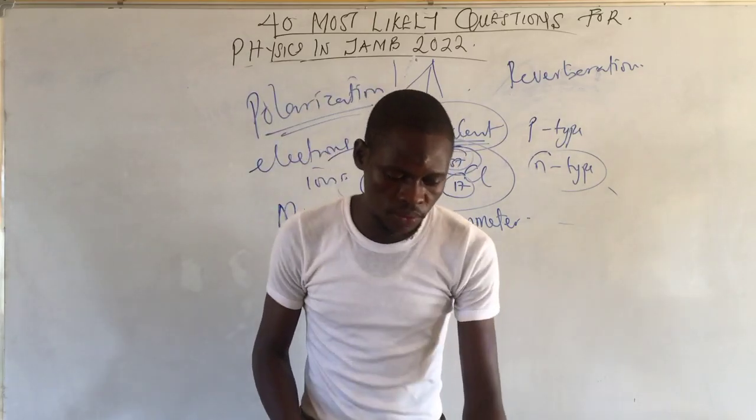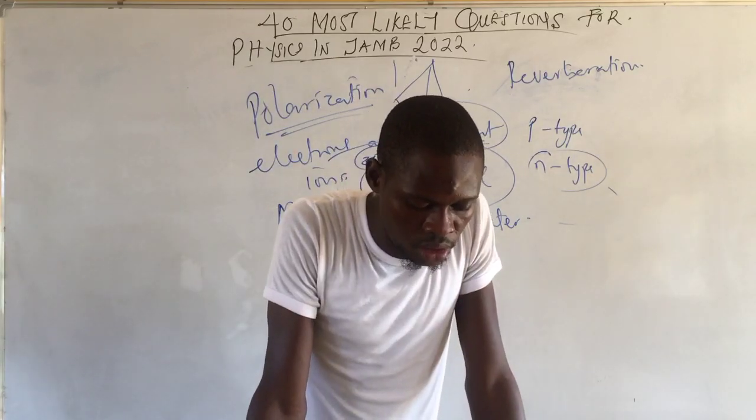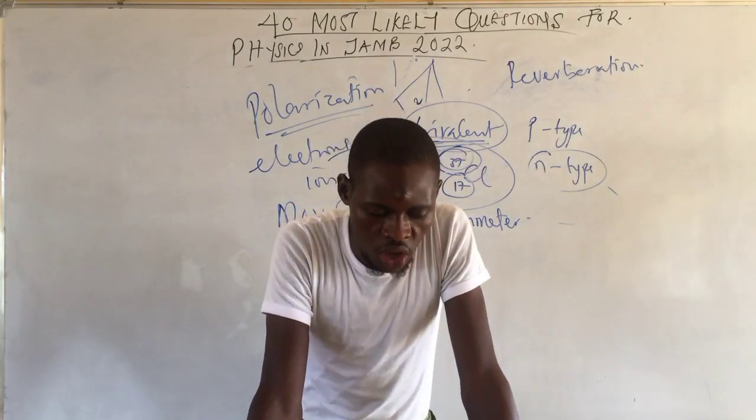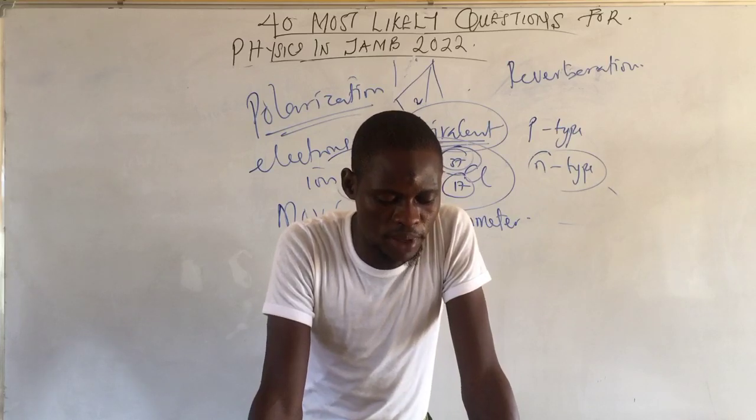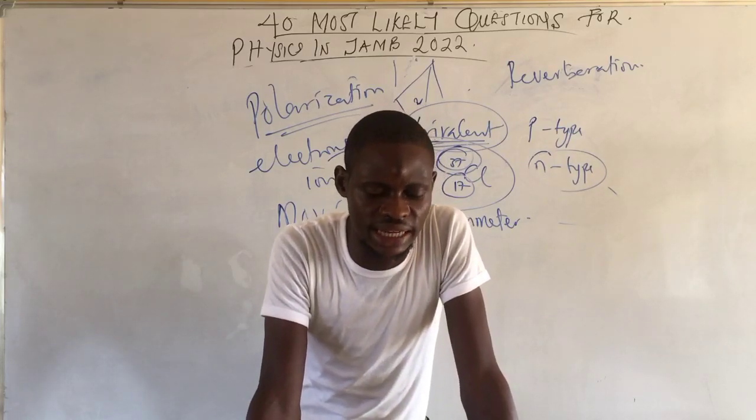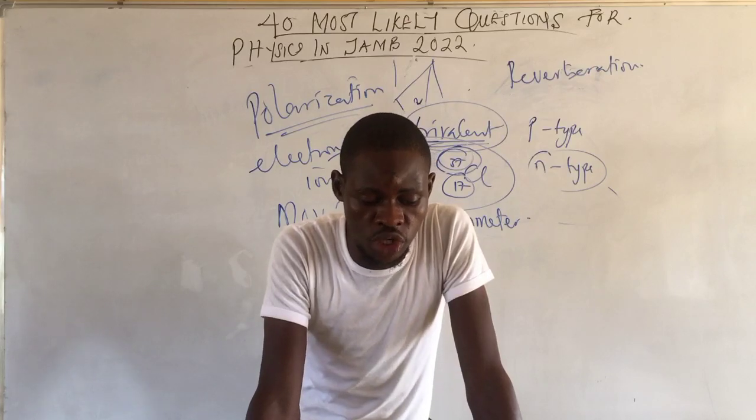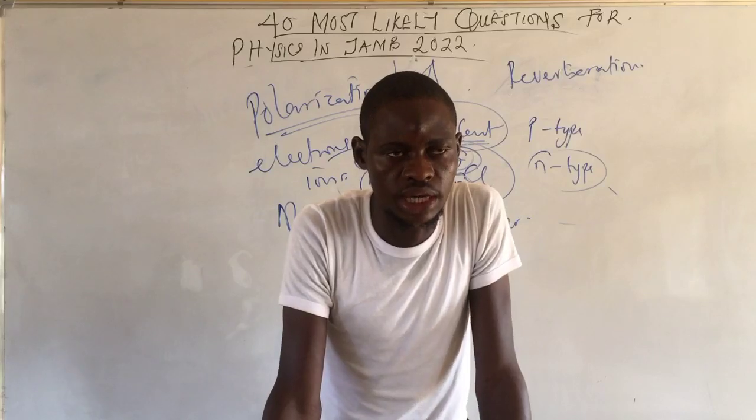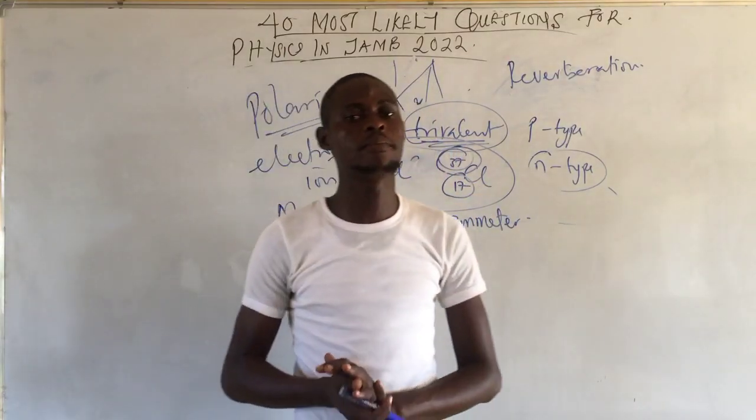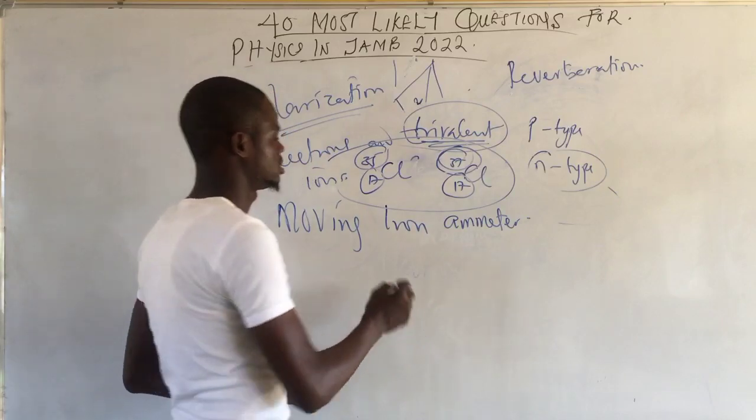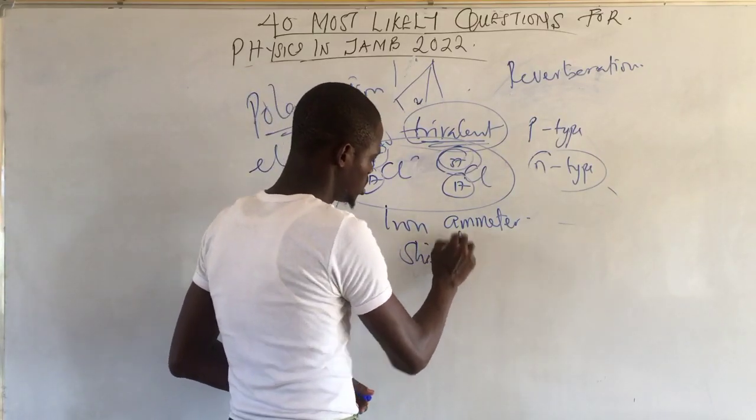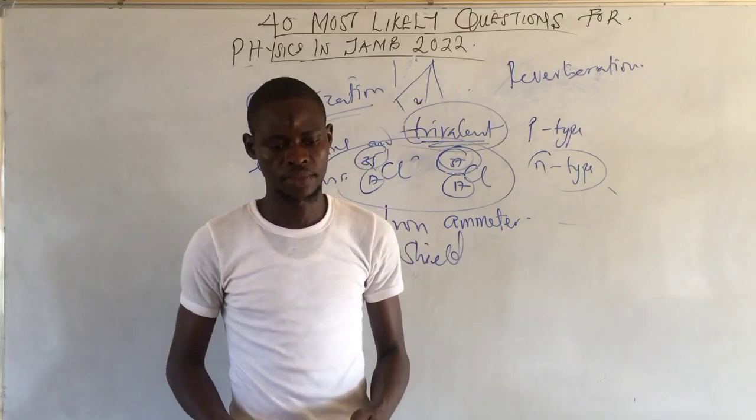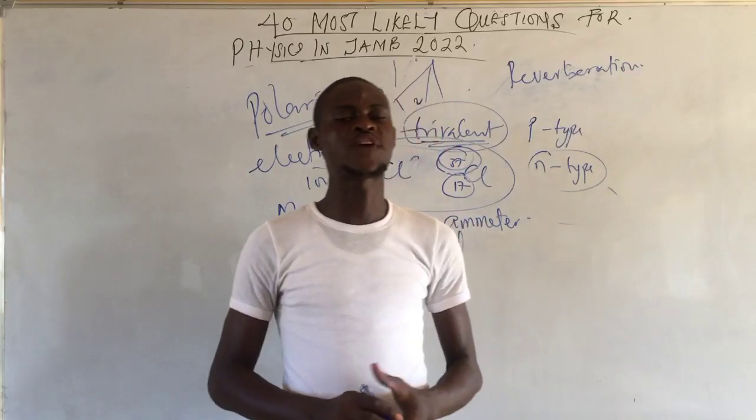Now, let's continue. We have question 34. What is the question? The net charge on the atom is zero because why? It is because the neutron forms a shield around the charged proton. All together, the net charge on an atom is equal to zero because the neutron forms a shield around the proton.